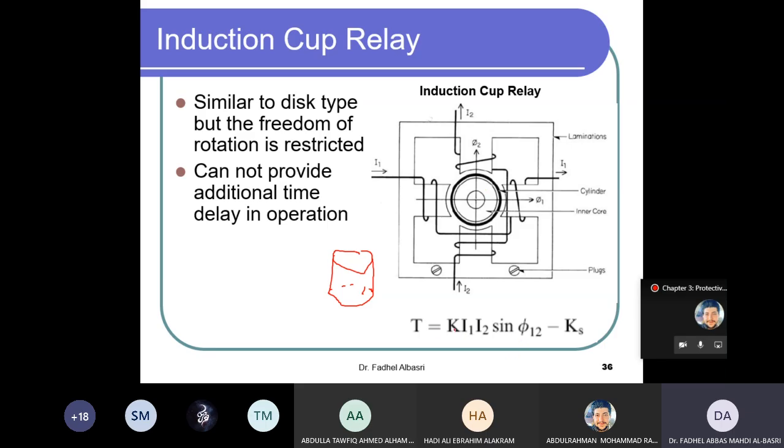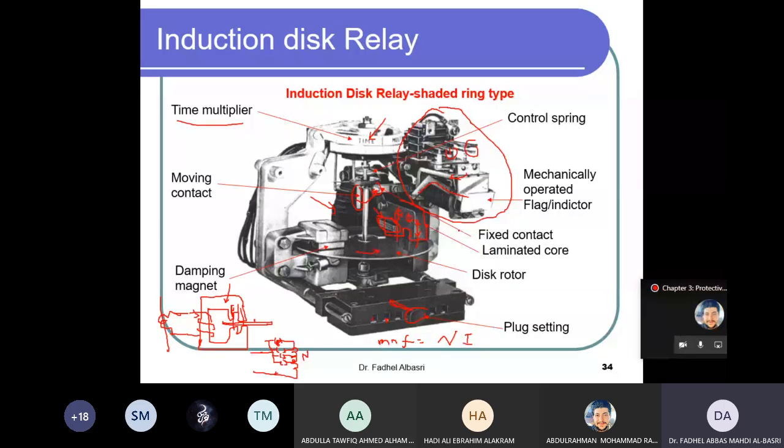But its work is the same. The torque developed is proportional to the current I1 in coil 1 and current I2 magnitude times the sine of the angle between the two currents, the phase angle between this current and that current. And this is the restraining torque, which is a spring force. Even in these electromechanical relays, we have a spring. The spring is somewhere here.